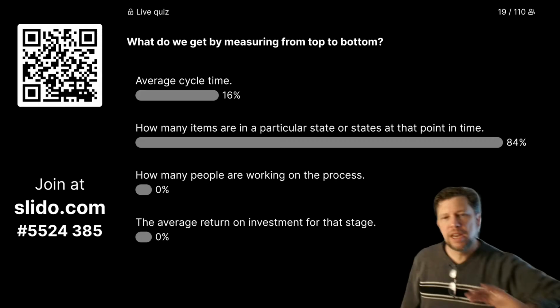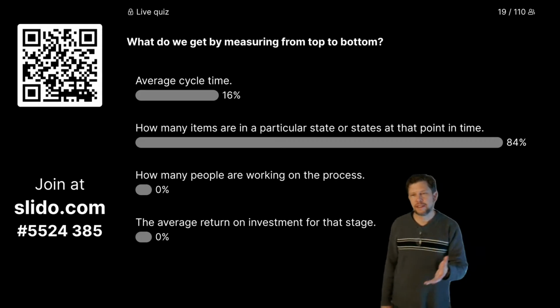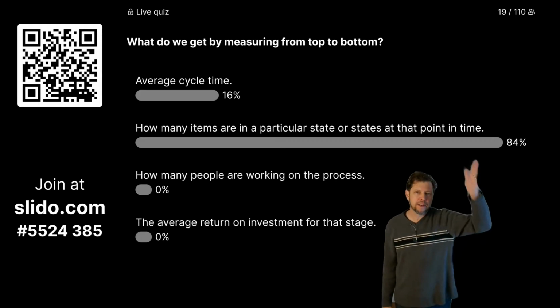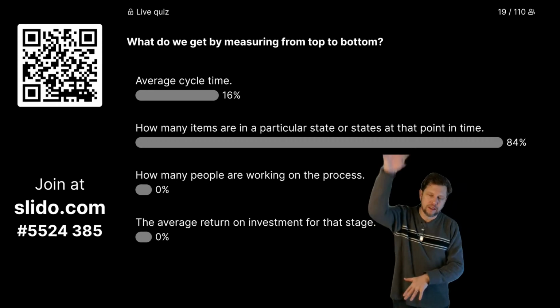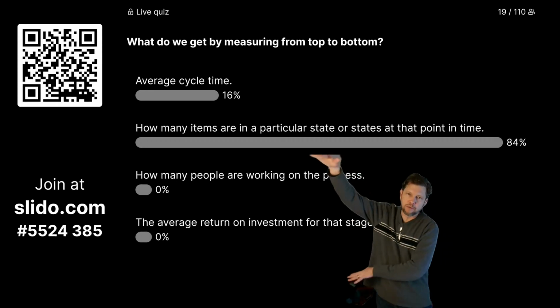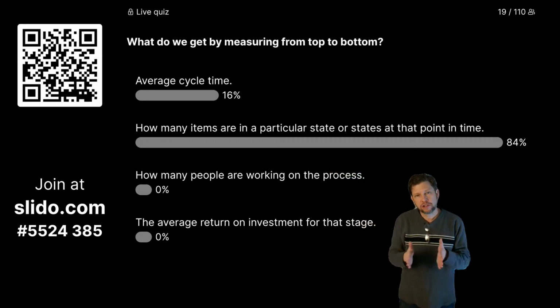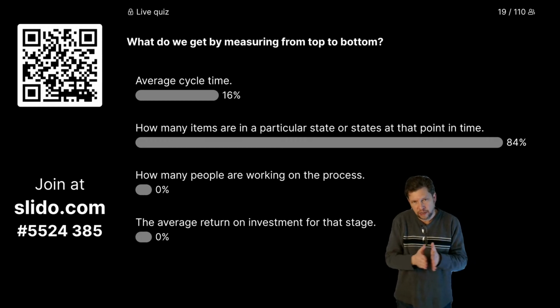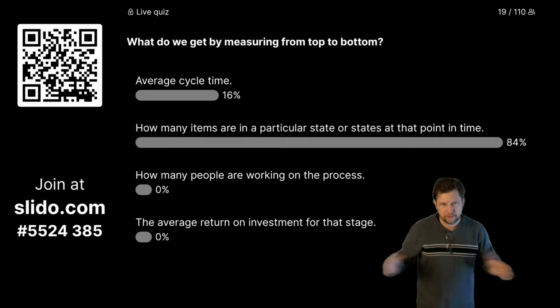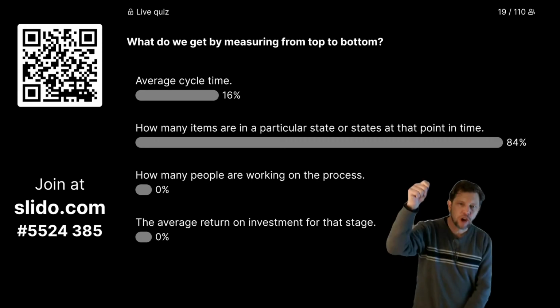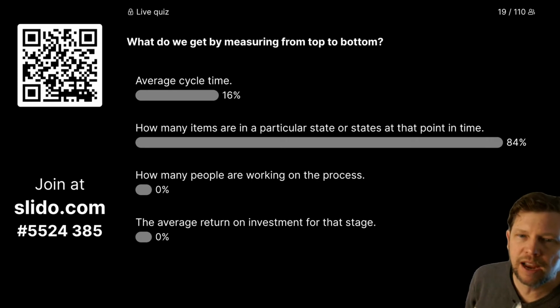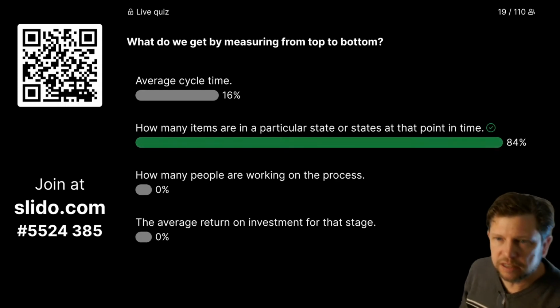So yes, we get how many items are in a particular state or states at that point in time. So keep in mind, the up and down axis is the number of stories. That's why it's cumulative, because it builds up over time with the number of stories. The average cycle time is represented left and right, so that's going to be back and forth. So we measure across left and right for average cycle time, and we measure up and down to find out how many items are in a particular state or group of states.